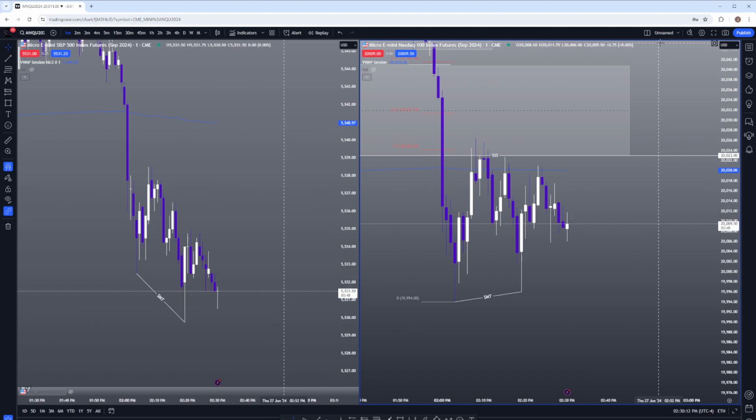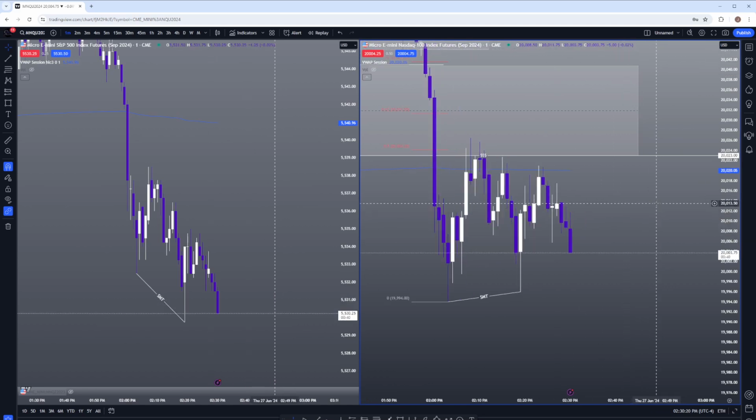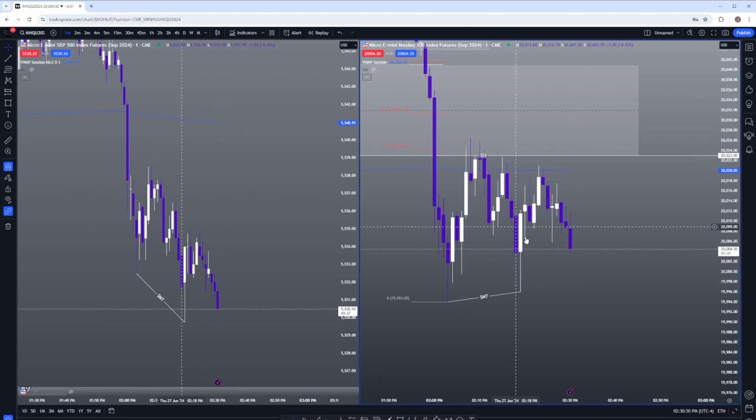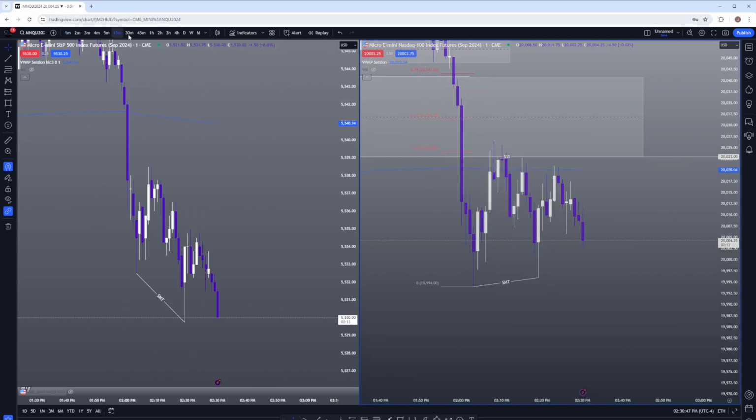So let's see if we can stop chopping. Right, this stuff right here, if you try to get entries in the middle, can be an account killer. Just the up and down chop, no clear direction for us right now.